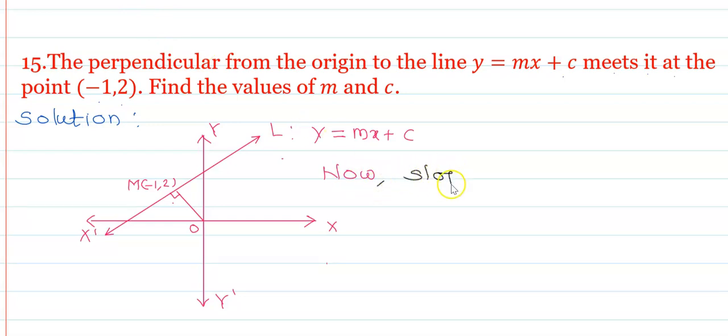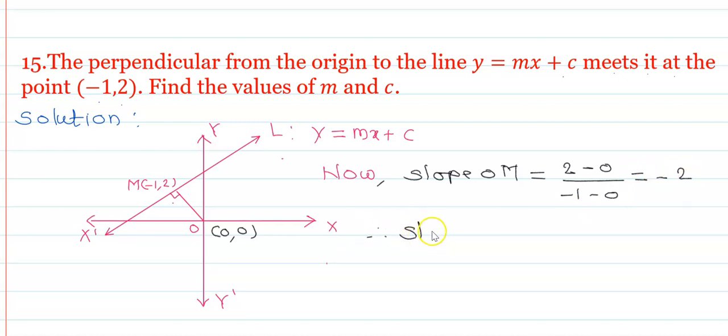Slope of OM. Okay. Here O has the coordinates 0 and 0. Therefore, the difference of the y coordinates, 2 minus 0, upon minus 1 minus 0. Here you will get minus 2. Therefore, slope of OM is equal to minus 2.